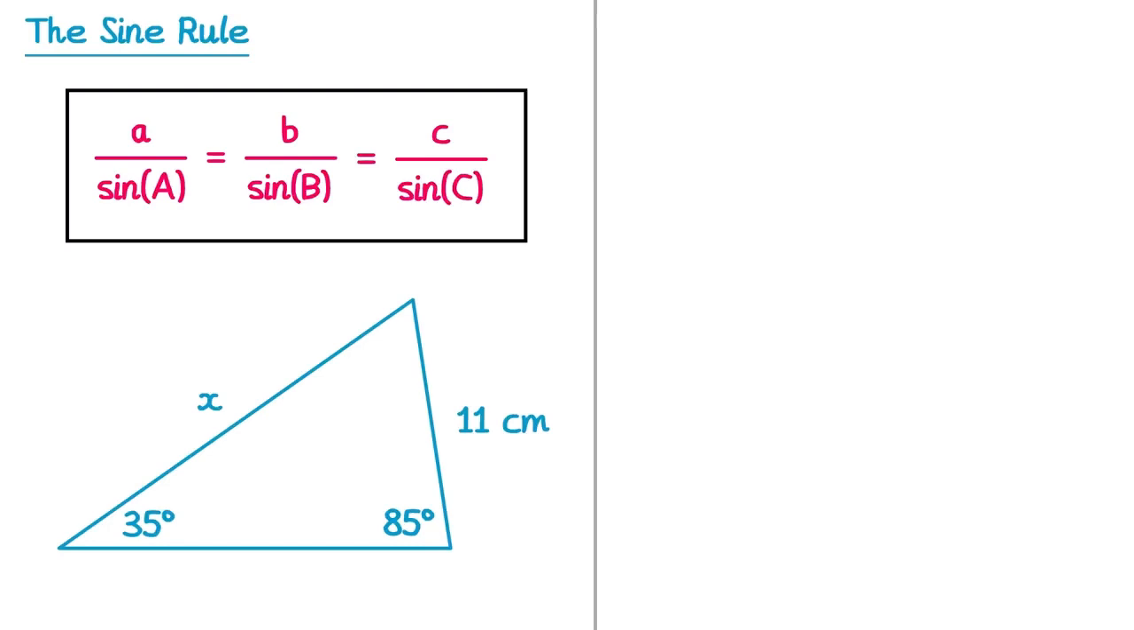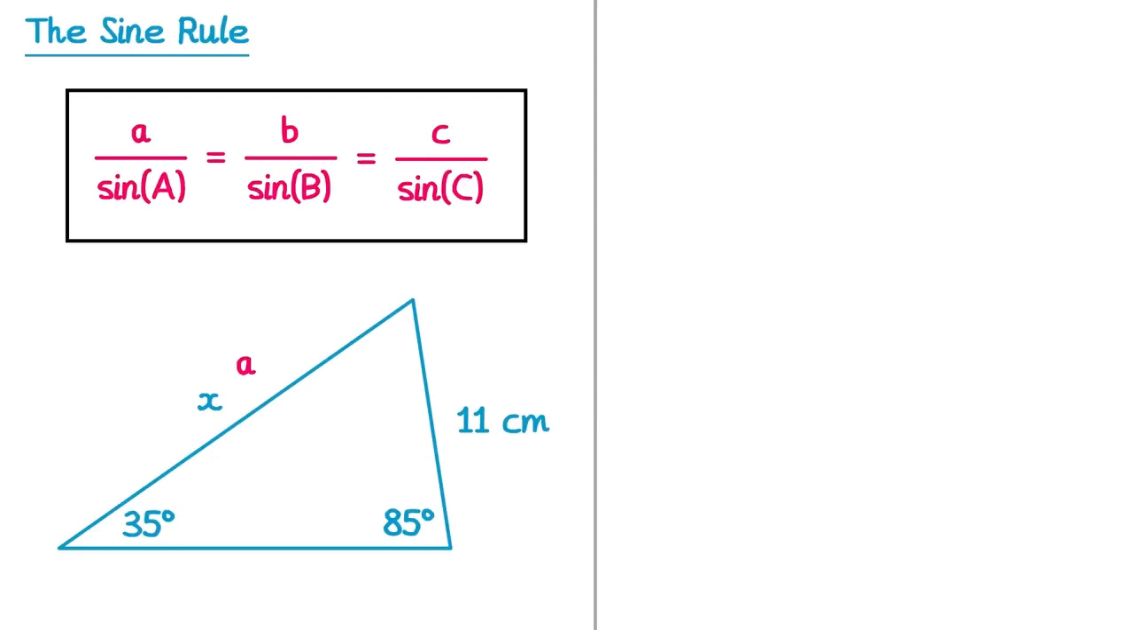So to approach this question, we're first of all going to add some labels to the diagram. We're going to try and label lowercase a, capital A, lowercase b, and capital B. It's always good to try and make the one that you're finding the A. So since we're trying to find the side which is marked X, I'm going to make that lowercase a.